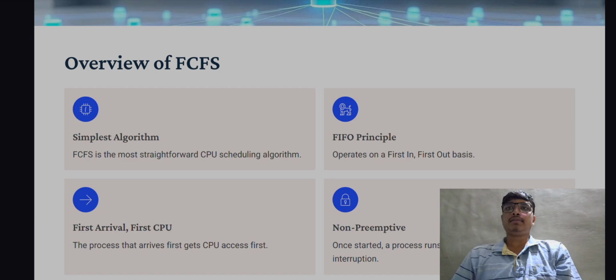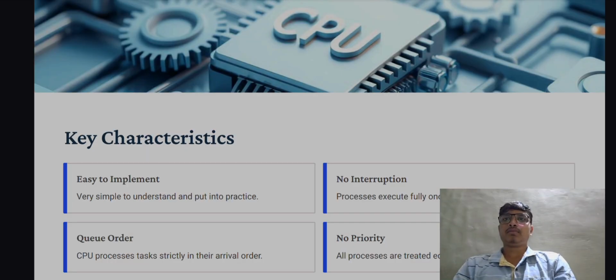And next slide. Key characteristics. These points describe the behavior features of FCFS. First one, easy to implement. Implementation is so simple, just use a queue structure and insert a process at the end, and remove the process from the front. Next, no interruption.